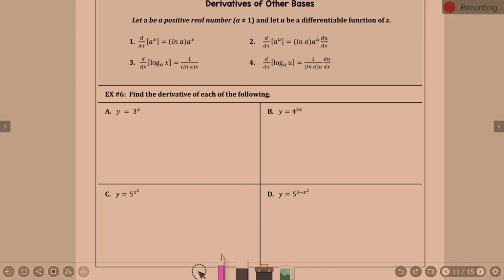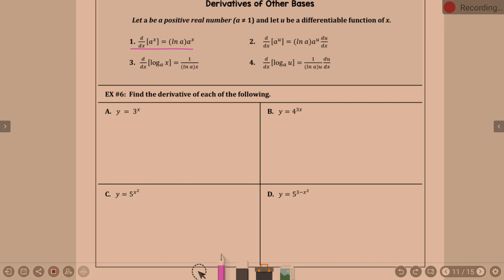The derivative of a to the u, this would be where the chain rule comes into play. So it's still the natural log of a, so natural log of 2 times 2 to the u. But then if u is something other than x, you have to do the chain rule and take the derivative of that power. Okay, so this is your basic rule right here. This is what you use when you have to do a chain rule.